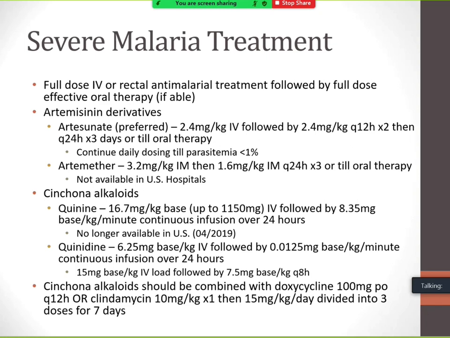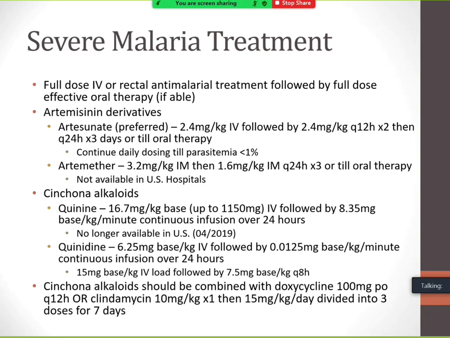We don't have artemether, but that's another option. It's IM, so that's something you may see in global medicine or if you're out of the country. It's your fallback if you don't have artesunate IV quickly available. Quinine is also the backup option, or was worldwide. We don't really have it in the United States, so you're stuck using quinidine. If you use either one of those, you have to combine it with doxycycline or clindamycin for your initial treatment.